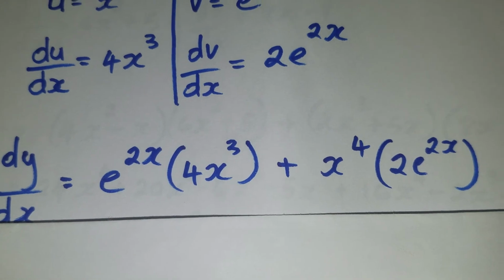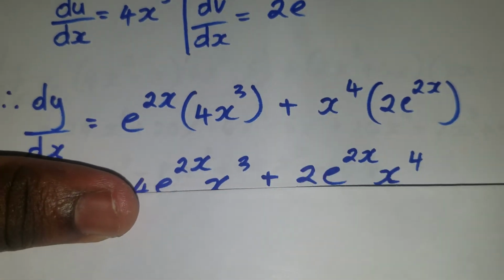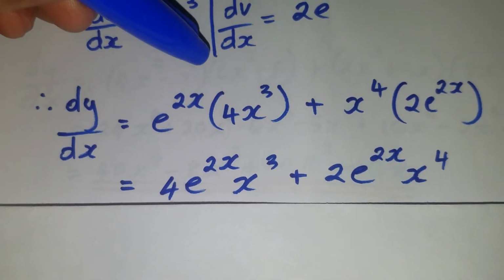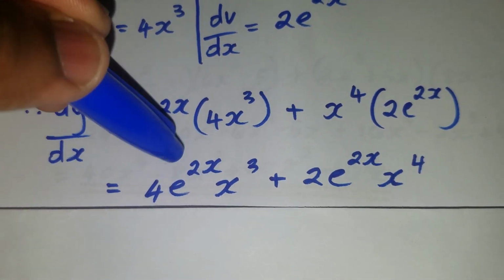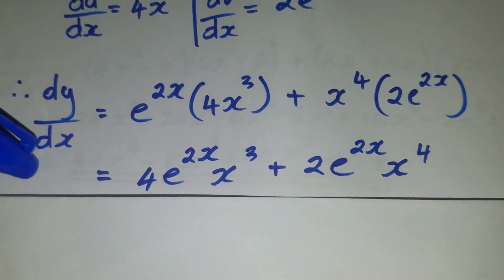And then from here, we just carry out regular multiplication. So as we can see here, bring the 4 out to the front, remove the bracket, bring the 2 out to the front, remove the bracket, and we have our differential.